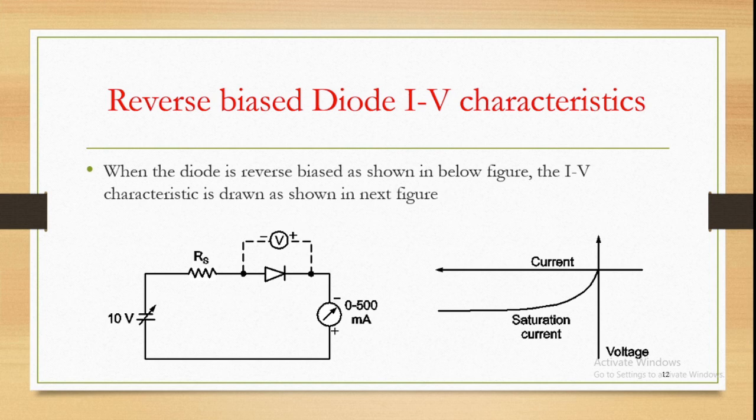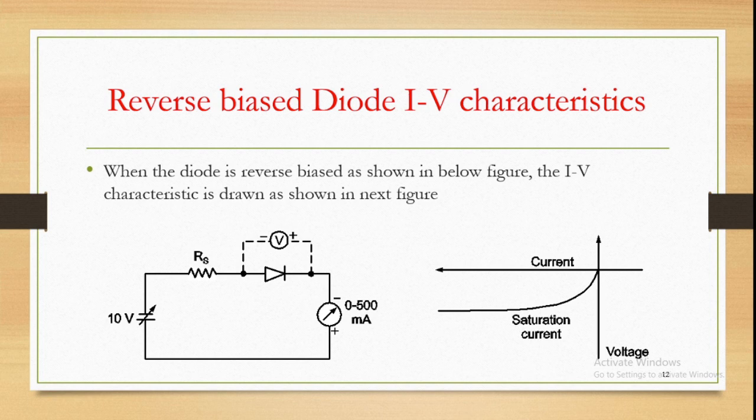The diode is connected in reverse bias when the negative of the battery is connected to the P type and the positive of the battery is connected to the N type. Look at the figure where a 10 volt battery is connected. RS is the current limiting resistor, which will limit the current flowing through the diode, meaning protecting the diode.